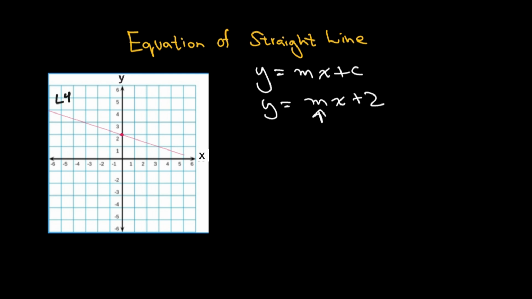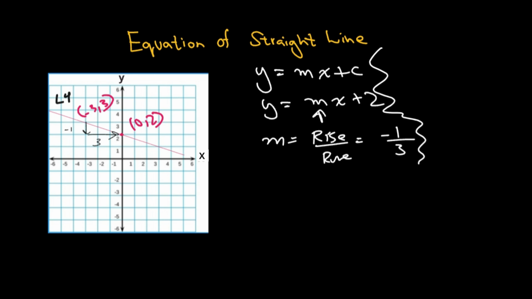So for the gradient, I will choose any point on the line. So I am choosing (0, 2) and (-3, 3). So here you have a rise of -1 unit and a run of 3 units. So the gradient of this line becomes rise over run. Since the rise is negative, so -1 over 3. Note that the gradient of this line is negative since the line slopes downward from left to right.